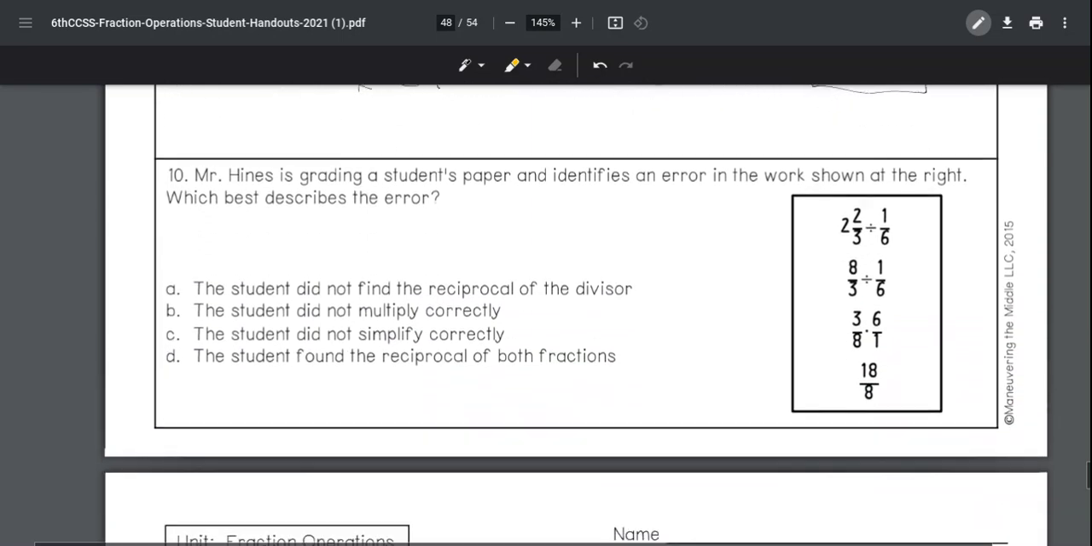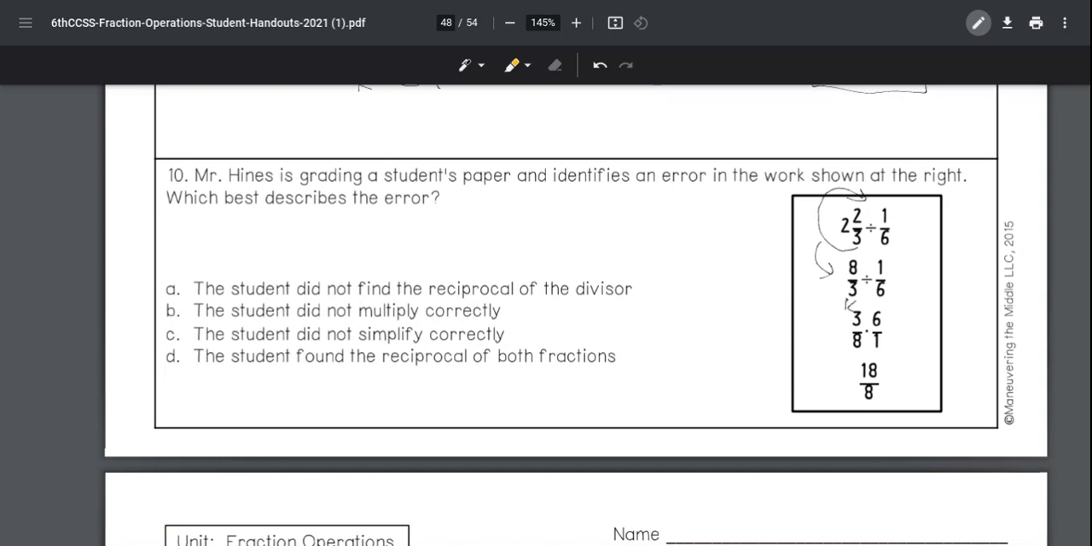Last problem. Mr. Hines is grading a student's paper and identifies an error in the work shown at the right. Which best describes the error? Okay, so let's see if he did that correctly. 2 times 3 is 6. 6 plus 2 is 8. Good. So he rewrote using his new fraction, 8/3 divided by 1/6.